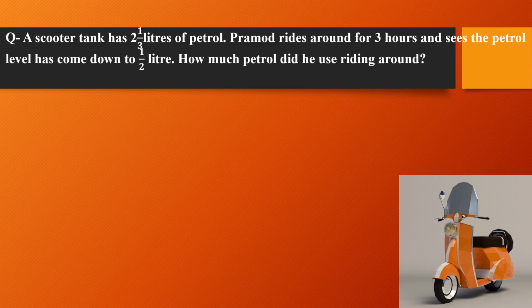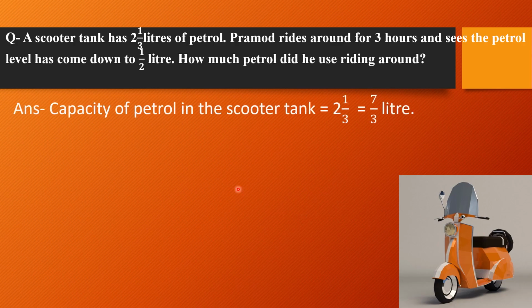Pramod rides around for 3 hours and sees the petrol level has come down to 1 by 2 liter. How much petrol did he use riding around? So here, understand that problem. It is about the petrol of a scooter. A scooter tank has 2 and 1 by 3 liter of petrol. It means how much petrol is there? The capacity of petrol in the scooter tank is 2 and 1 by 3, and if we convert it into an improper fraction, that is 3 twos are 6 plus 1, 7 by 3 liter.